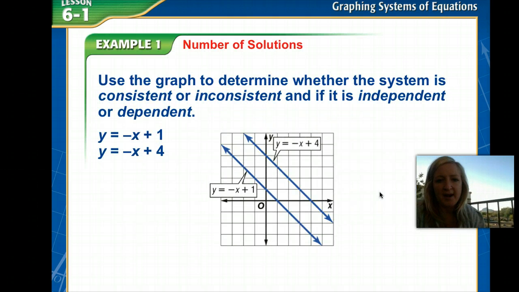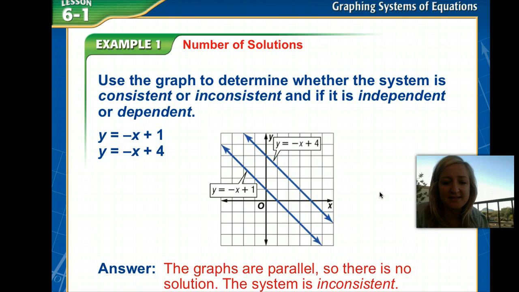So example number one, number of solutions. You're going to use the graph to determine whether the system is consistent or inconsistent, and if it's independent or dependent. Looking at the graph, we can tell that they do not touch. So there would be no solution, and the system is inconsistent. You're going to say whether it's consistent or inconsistent, and if it's independent or dependent. But as you saw in that last example, if it has no solutions, it's just inconsistent.